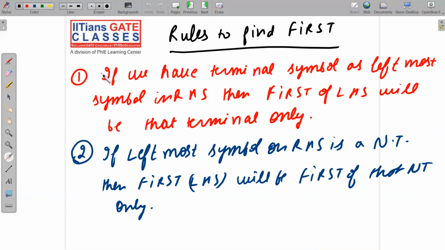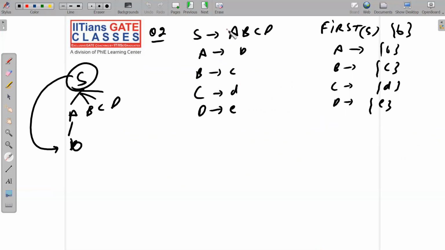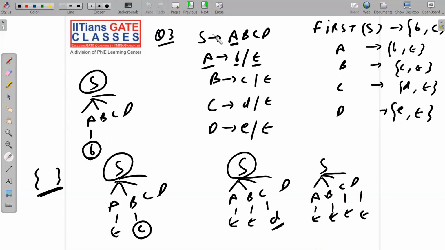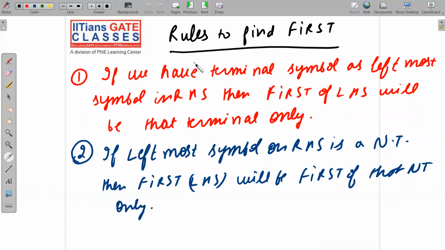So the rules to find first: if we have a terminal symbol as the leftmost symbol in RHS, then first of LHS will be that terminal symbol only. For example, here, the first symbol in RHS is the terminal symbol. So first of LHS, that means first of S, will be this terminal symbol only. Next rule is, if the leftmost symbol in RHS is a non-terminal, then first of LHS will be first of that non-terminal only. For example, see, in RHS we do not have a terminal, we have a non-terminal. So first of LHS, that means first of S, will be first of A only.